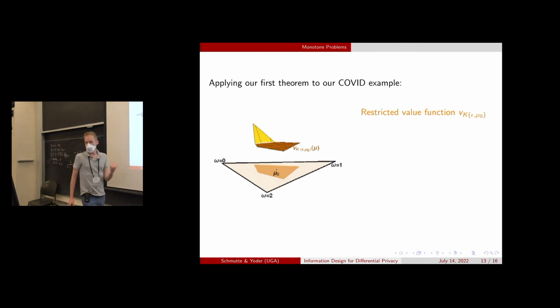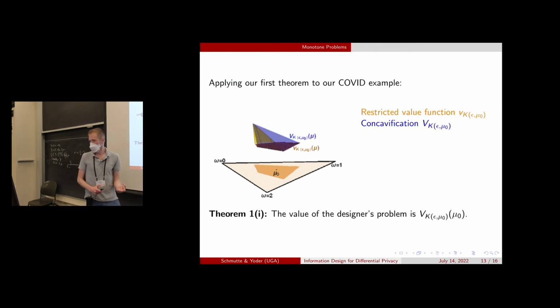And that's what we do in our first theorem, which I'll illustrate in the context of our COVID example. So we'll start with our restricted value function. The first part of our first theorem says that the maximized value of the designer's problem is the concavification of this restricted value function, so the smallest concave function that lies everywhere above it, evaluated at the prior, standard information design result.